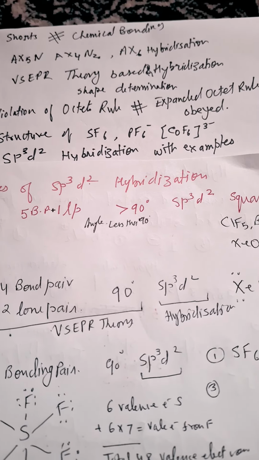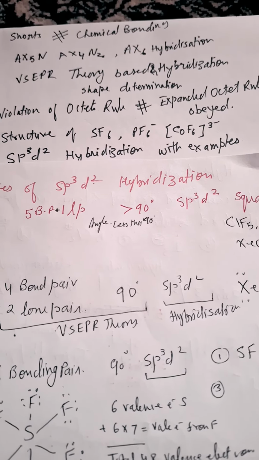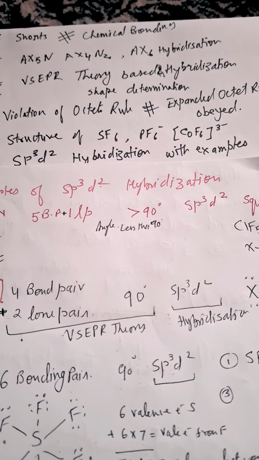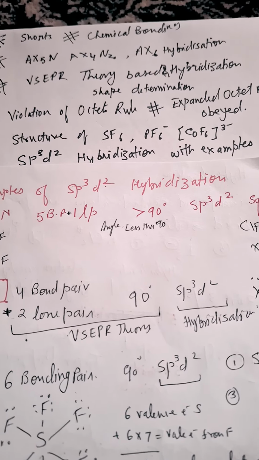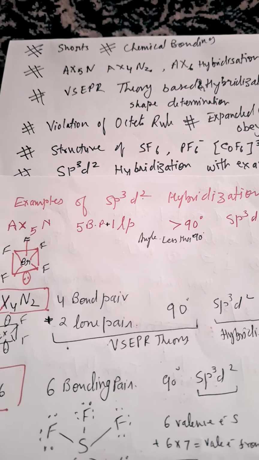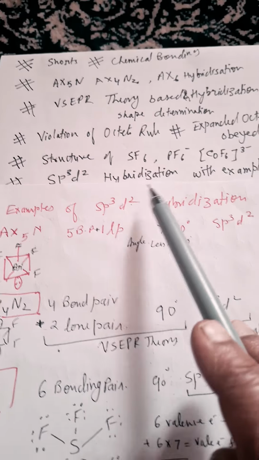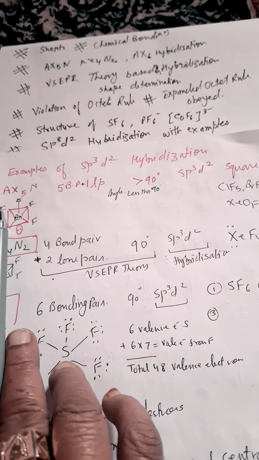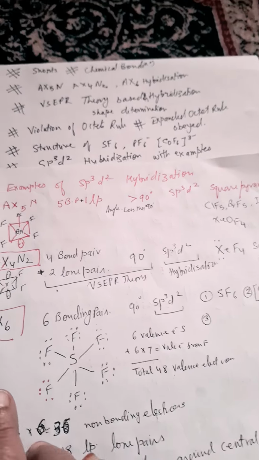And the structures of SF6, PF6 1 negative, CoF6 3 negative, violation of the octet rule, everything we will see, and you will find the knowledge of each in a picture. Examples of sp3d2 hybridization of different types I have given.